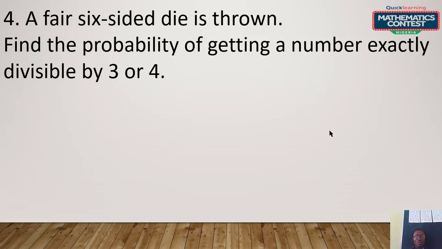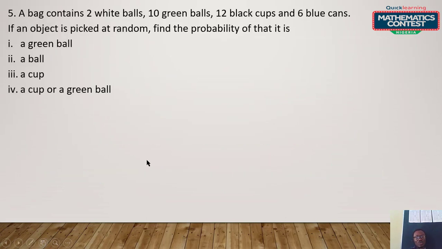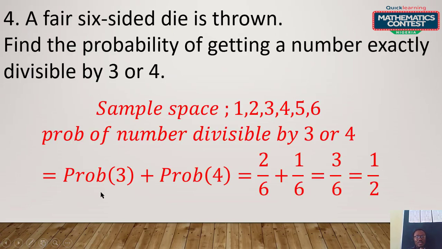A fair six-sided die is thrown. Find the probability of getting a number exactly divisible by 3 or 4. When you hear the word or in probability, many times it is telling us addition. The probability of getting 3 or 4 is the probability of getting a number divisible by 3 plus the probability of getting a number divisible by 4. Observe: it is exactly divisible by 3, not the probability of getting 3.